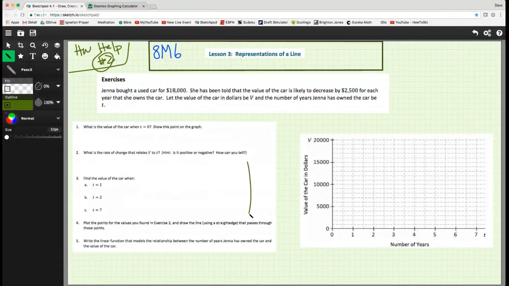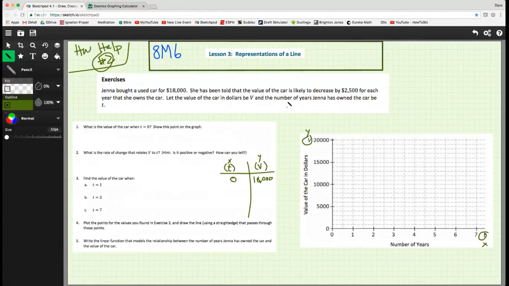I'm just going to make the T-chart right here. And let's say that T is our X, and our Y is our V, our value of the car, right? Our value of the car is Y, and our number of years owned is T. Okay, so she just bought the car, and so that's kind of like the starting place. In year 0, it's $18,000. And we know that it decreases $2,500 for each year she owns the car. So let the value of car be V.